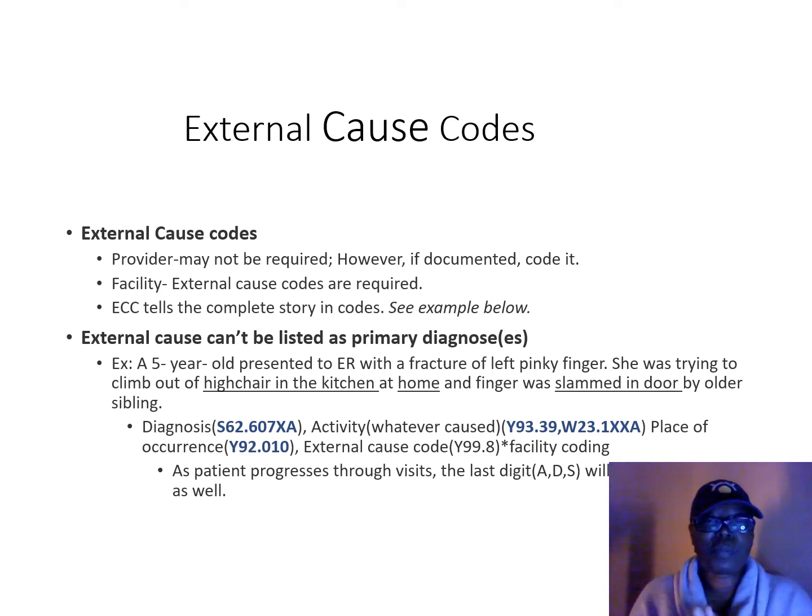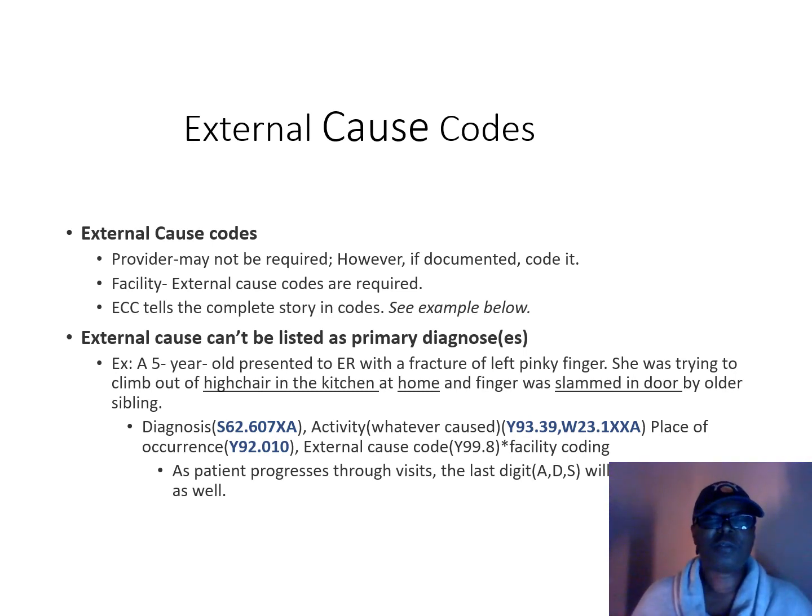So I have an example here for you. Oh, and one more tip. External cause codes can't be listed as your primary diagnosis. So again, you can't assign an external cause code as your primary diagnosis code. And so the example that we have here is a 5-year-old presented to the ER with a fracture of the left pinky finger. She was trying to climb out of her high chair in the kitchen at home, and her finger was slammed in the door by an older sibling.